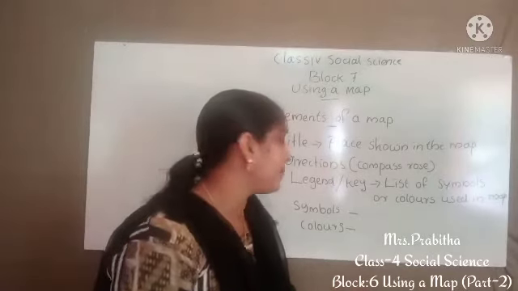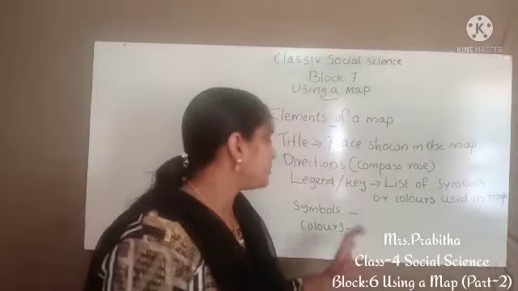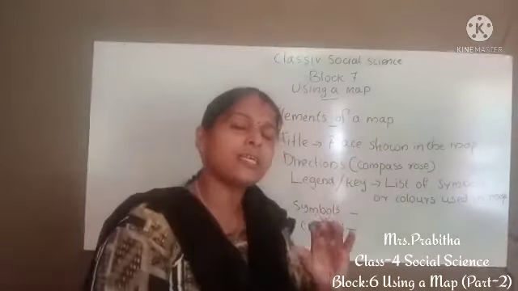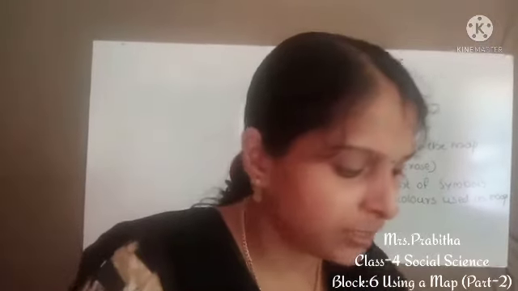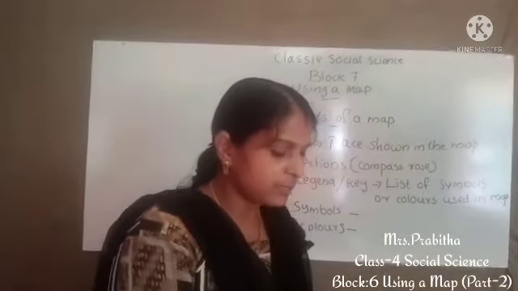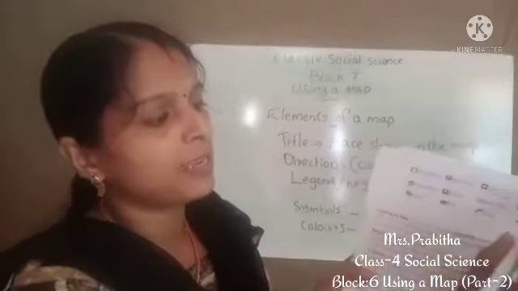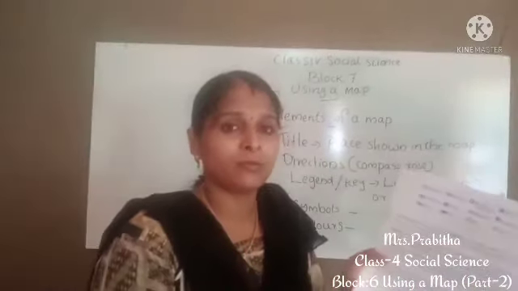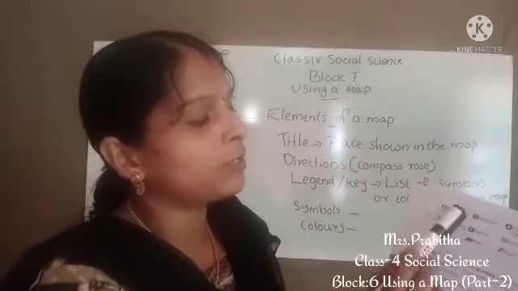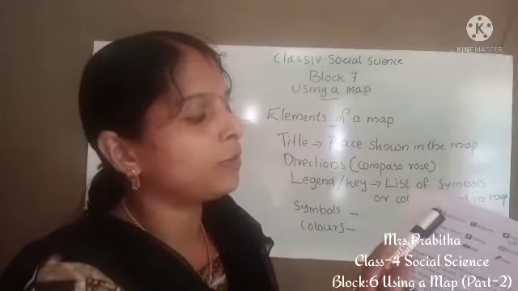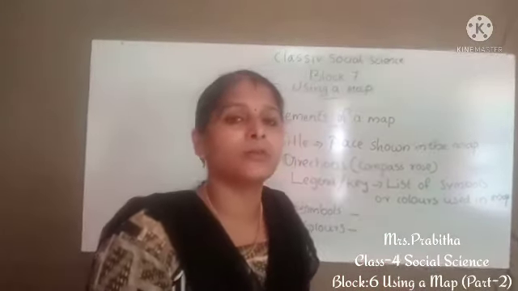We can read the map easily by using symbols and colors. Symbols and colors reduce the text on the map. We know different symbols are used in the map. You can find the symbols in the textbook. You can see many symbols here. These are some symbols used in the map. That means if we want to find a petrol pump, we can easily find it by using this symbol. Got it? So different symbols are used in the map.